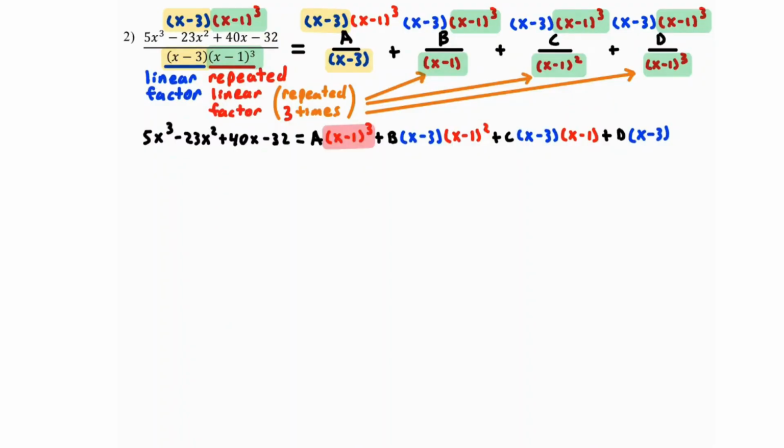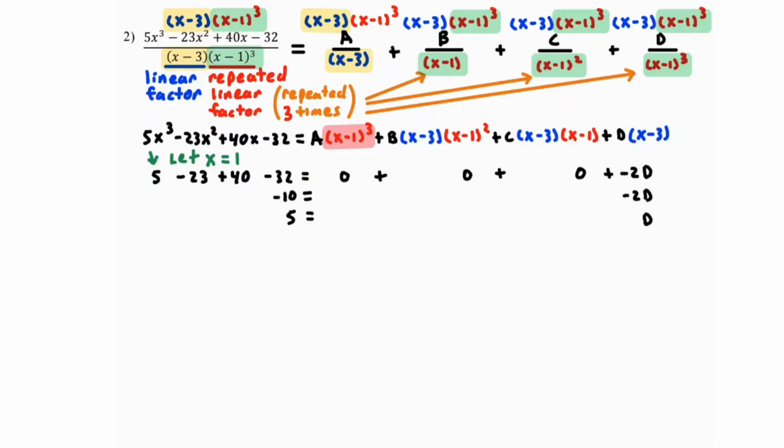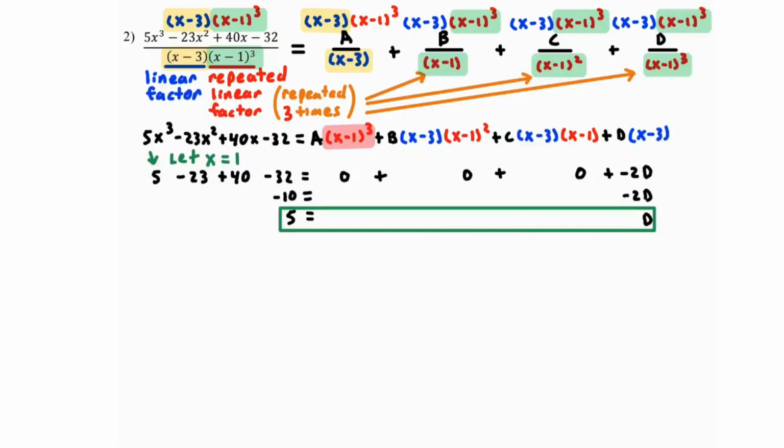Now, if we look at the x minus 1 factor and let x equals 1, we'll substitute in. This time we'll do it a little bit faster. Substitute in and simplify. We will get 5 minus 23 plus 40 minus 32. That is equal to 0 plus 0 plus 0 plus negative 2d. And then simplify, we get negative 10 is equal to negative 2d, or d equals 5. So we solve for d.